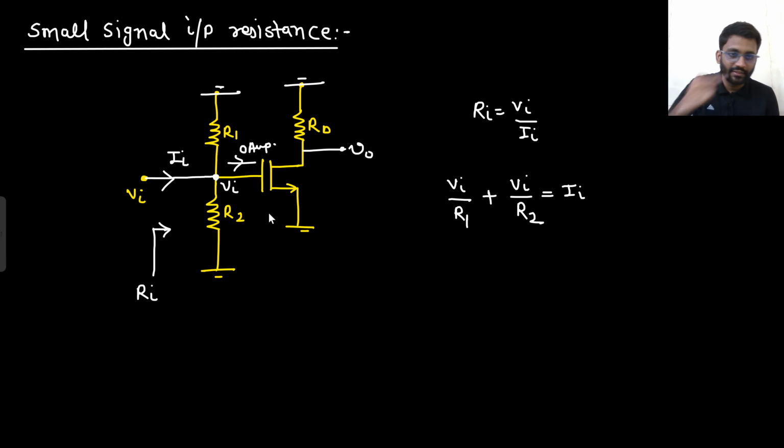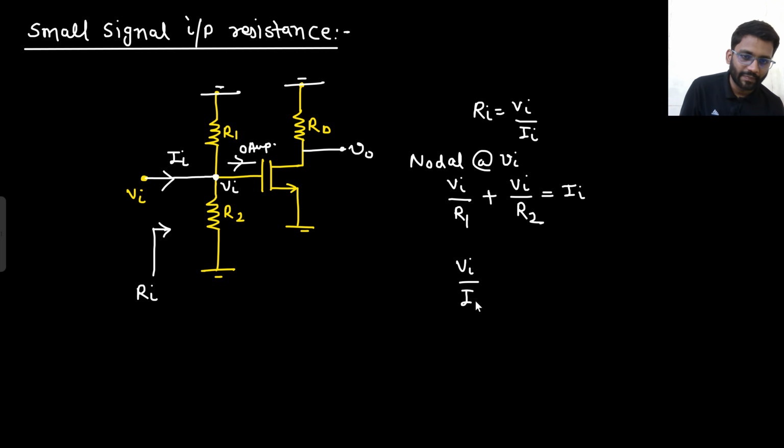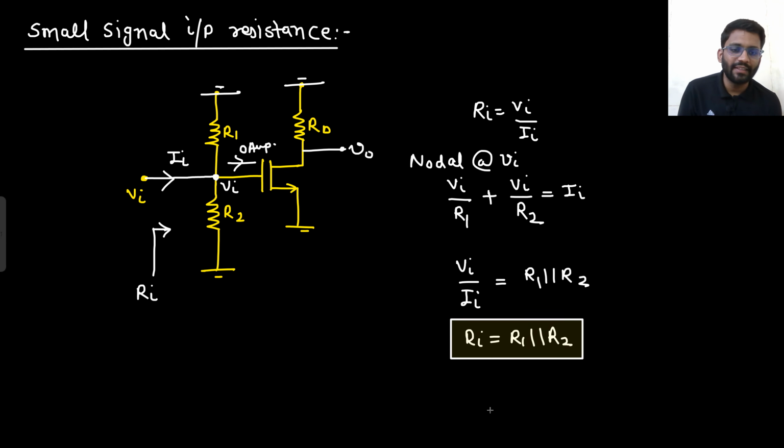There is 0 ampere current on the input side, 0 ampere current in the MOS. So you just applied nodal analysis at V in. V in by R1 plus V in by R2 is equal to I in. So what is your V in by I in? That would be R1 parallel R2. Your R in is R1 parallel R2. That's it.